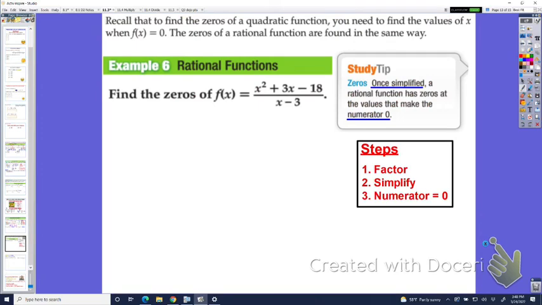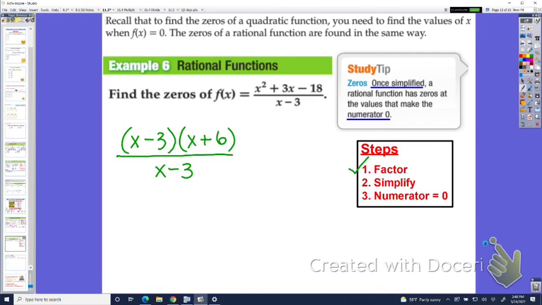And lastly, we need to find the zeros. Okay, we have some steps off to the side. Again, step 1 is to factor everything we can. Then we're going to actually simplify and set the numerator equal to 0. So the top simplifies to two factors. Two numbers that multiply to a negative 18 that add to 3, and that's negative 3 and positive 6. So I factored, check.